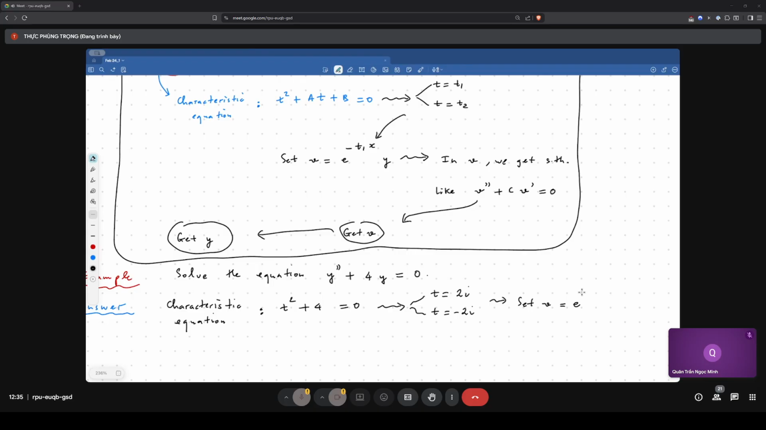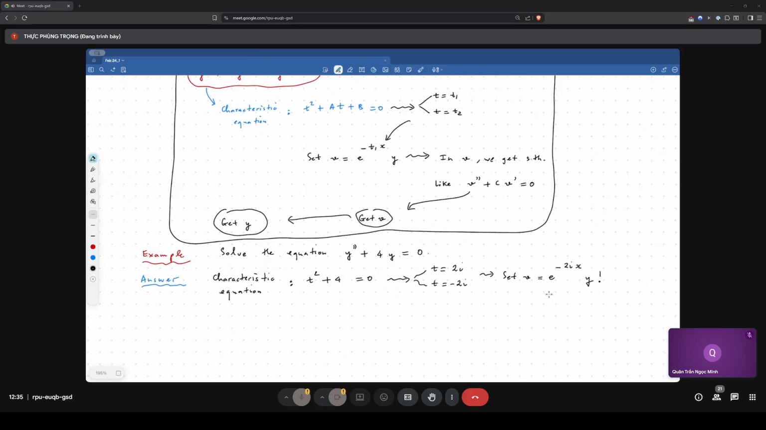Then I have e to the power minus 2is. So I set v, the new function, this one. And now I want to see in the new function v whether we can remove the zero order. In y, we had the zero order. But whether in v, you see only the second and the first order, no zero order. So let's check whether we have that.